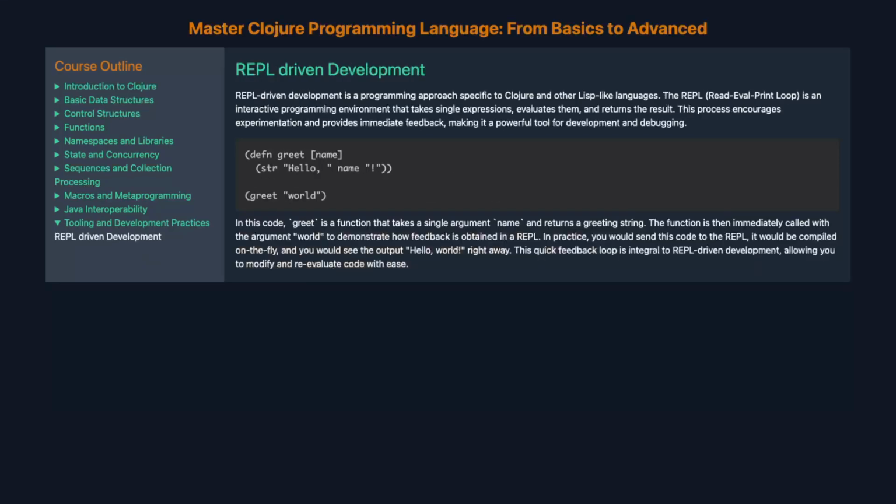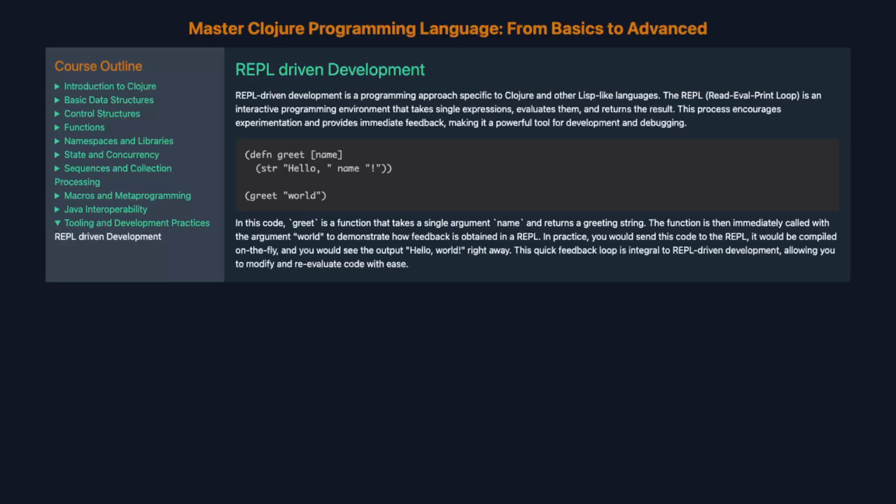REPL-driven development. REPL-driven development is a programming approach specific to Clojure and other Lisp-like languages. The REPL, read-eval-print loop, is an interactive programming environment that takes single expressions, evaluates them, and returns the result. This process encourages experimentation and provides immediate feedback, making it a powerful tool for development and debugging.